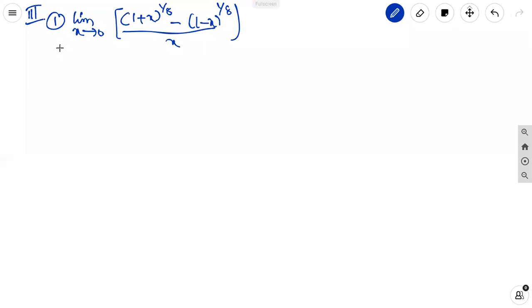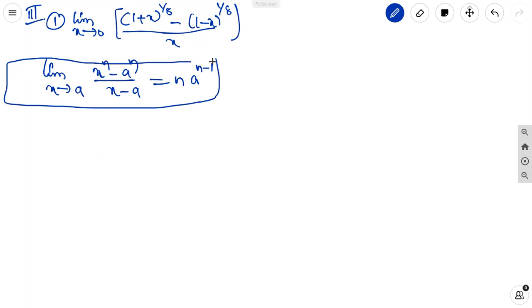See here, the third bit first problem: limit x tends to 0, (1 plus x) whole power 1 by 8 minus (1 minus x) whole power 1 by 8, by x. How to find out the limit value? We know the formula, just to recall: limit x tends to a, (x power n minus a power n) by (x minus a) is equal to n into a power n minus 1. It is the formula. But here you can observe this is in the function of x, this is also in the function of x.